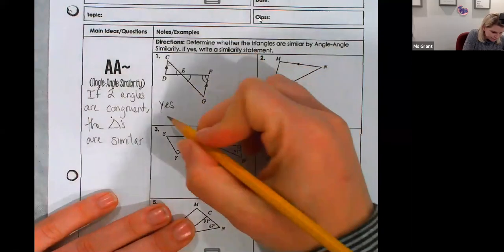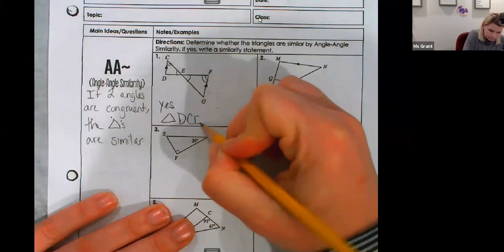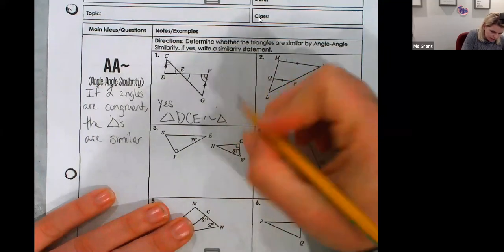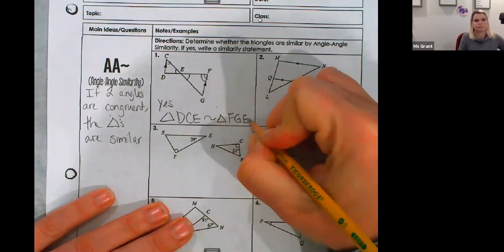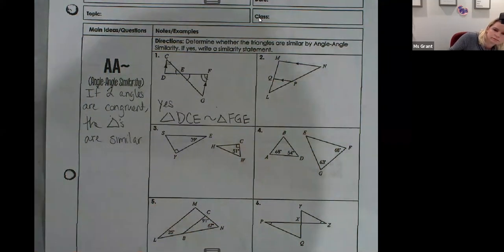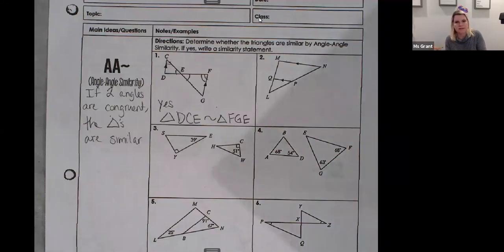And I'll go in order. DCE is similar, one wavy line, to FGE. DCE is similar to FGE. Okay, for notes, I'm just going to do all the odds because we have to get through 17. Well, there's 18 examples, but we're obviously not going to go through all 18 examples.